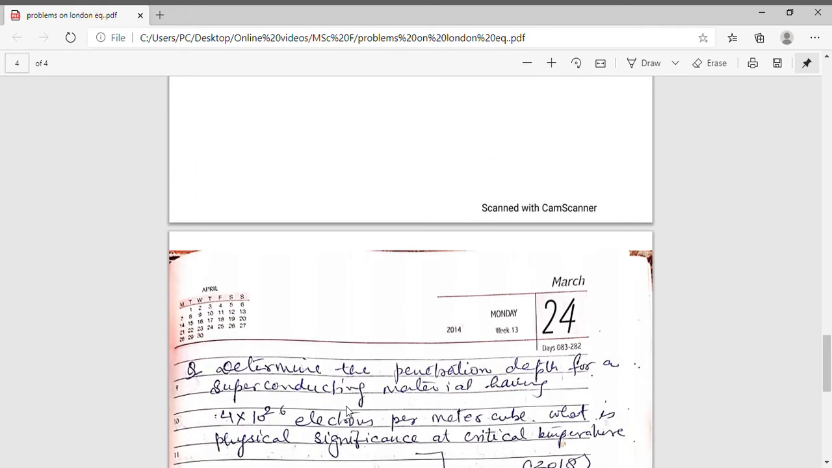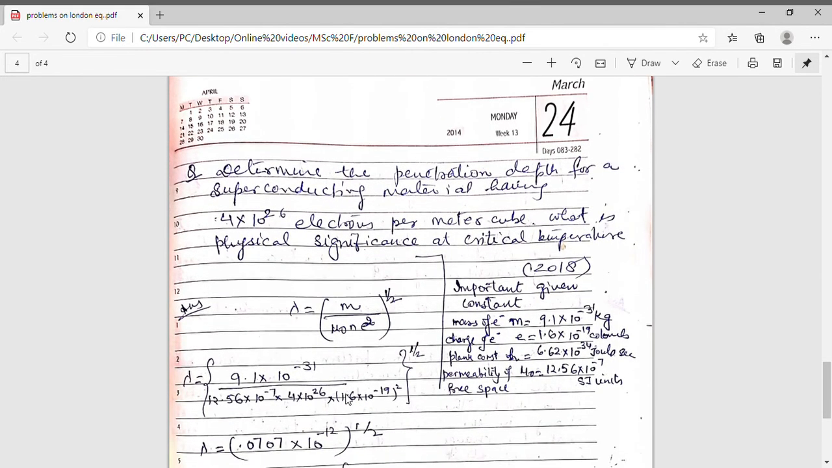Now I am going to discuss another problem. In this numerical, we have to determine the penetration depth for a superconducting material which has 4 into 10 raised to the power 26 electrons per meter cube. We also have to find the physical significance at critical temperature. This is the numerical of 2018 of the MGSU University paper. The unknown parameter is lambda L, the London penetration depth. What we are given is the number of electrons, that means the density N is known to us.